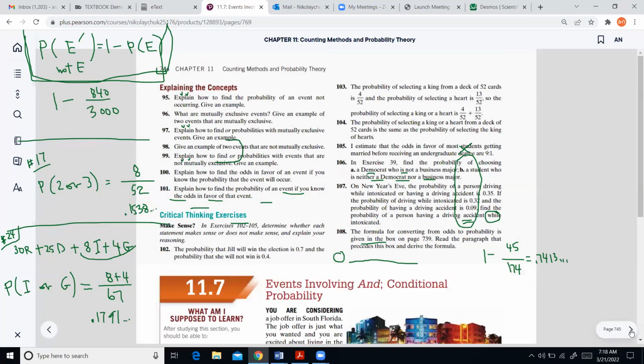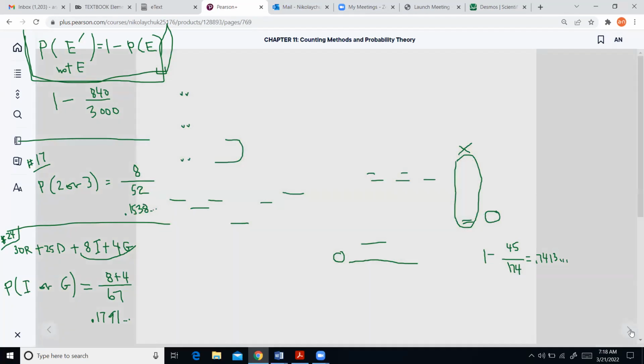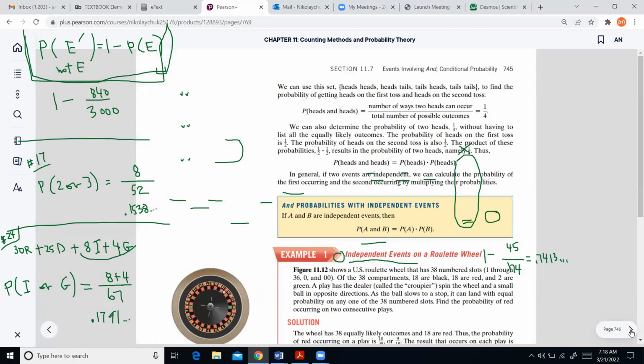So I'll just go to 11.7. That adds more to the story. So instead of doing selection of only one element, now we start to select more. So for example, here's the exercise that talks about getting a coin that is flipped twice.